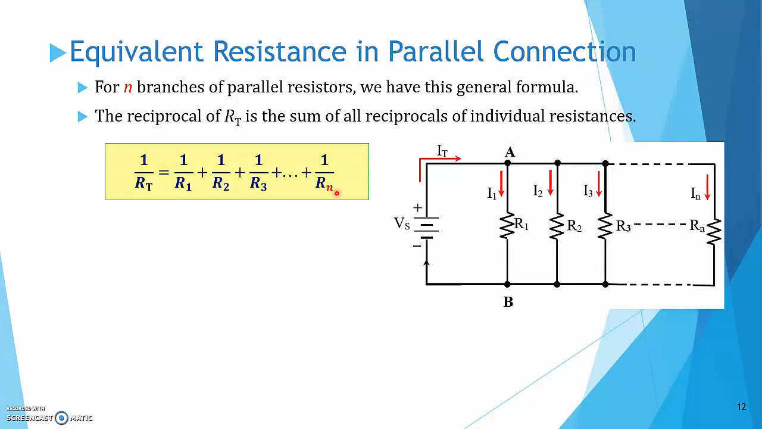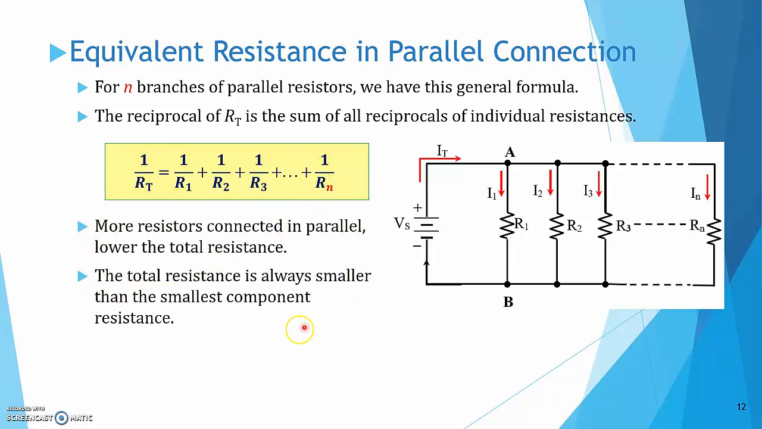It is not difficult to derive from this formula two important concepts. Firstly, the more resistors are connected in parallel, the lower the total resistance. Secondly, the total resistance is always smaller than the smallest component resistance in this group.